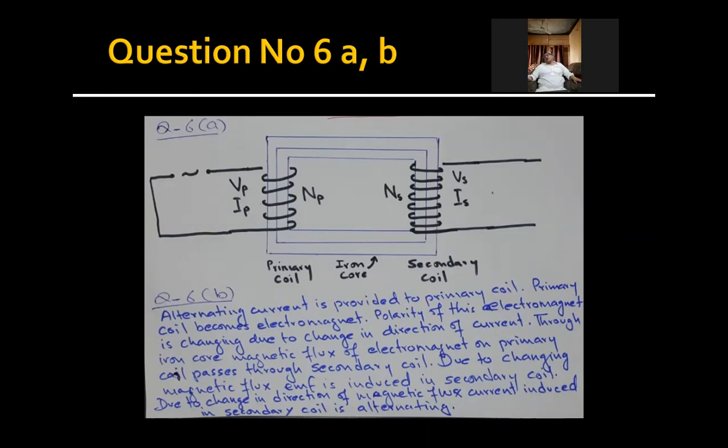On the other side, I have also made a coil. It is not connected with any source of electricity. This is called a secondary coil. You can see the number of turns of the secondary coil are clearly more than the number of turns in the primary coil, and the number of turns is represented as NS. The voltage induced on the secondary side is called VS, and the current induced is called IS. So it's a step-up transformer. The number of turns in the secondary is more than in the primary, so it will increase the output voltage. The output voltage will be more than the input voltage.